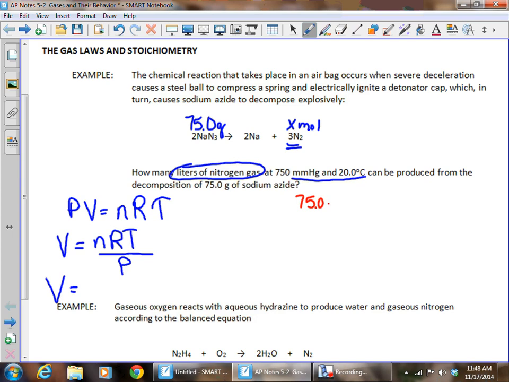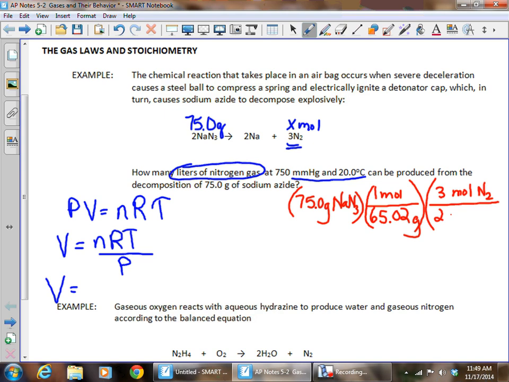We've got 75 grams of our sodium azide, straight to a molar mass. The molar mass of sodium azide is 65.02 grams per mole. And the fact that there are 3 moles of nitrogen for every 2 moles of sodium azide gives me a value of 1.73 moles of nitrogen gas. So that gives me the value I need to substitute in for moles over here in my equation.